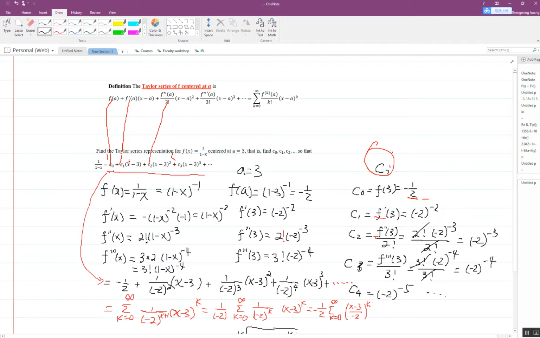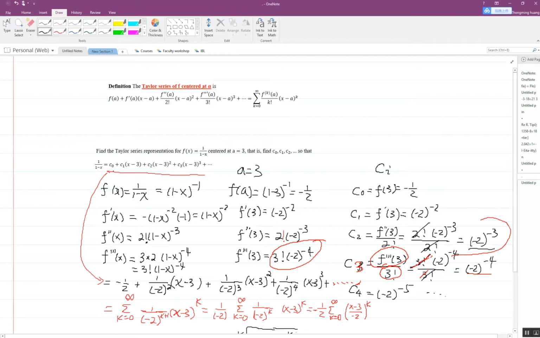And what is f double prime at 3? It's coming from the middle column here. So it's 2 factorial times negative 2 raised to the power negative 3, divided by 2 factorial, and the 2 factorials cancel. Therefore you have negative 2 raised to the power negative 3. To find C3, you use f triple prime at 3 divided by 3 factorial. And f triple prime at 3, which is this guy, has a 3 factorial, so the 3 factorial will be cancelled. We're left with negative 2 raised to the power negative 4.